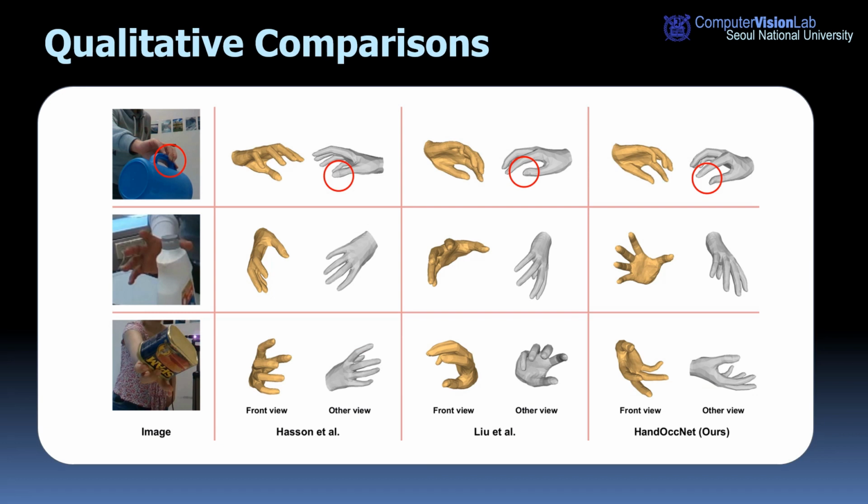Lastly, we compare the qualitative results of our HandOccNet and previous state-of-the-art methods. Our result provides visually pleasant output even in severely occluded situations, which further justifies our occlusion robustness.